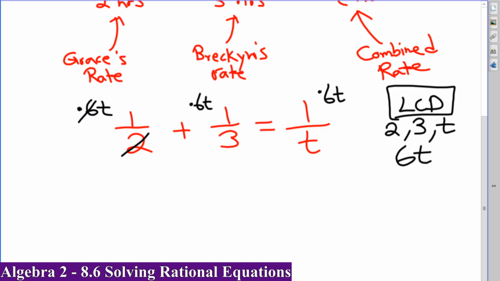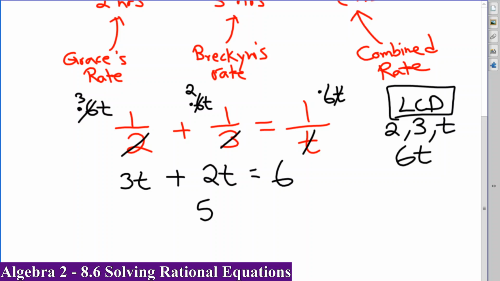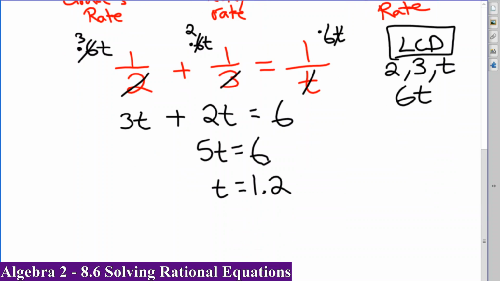Okay, my 2 and 6 are going to cancel out, and I'll be left with 3. So 3t plus, 3 and 6 cancel out to give me 2, plus 2t equals, and my t's cancel out on the right, 6 times 1 is 6. So 3t plus 2t equals 6. So 5t equals 6, which means that t is going to equal 1.2 when I divide everything on both sides by 5.